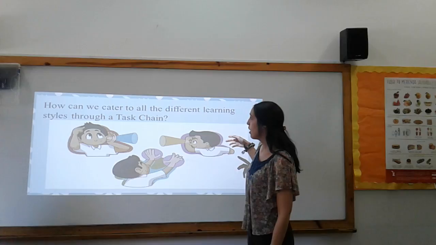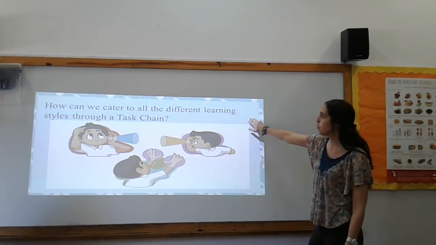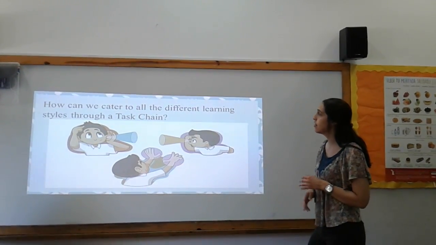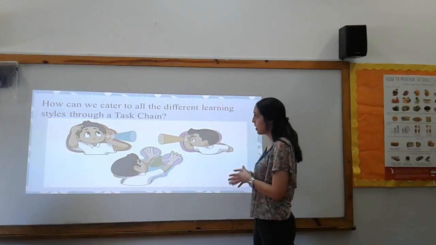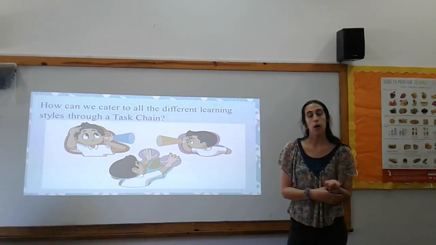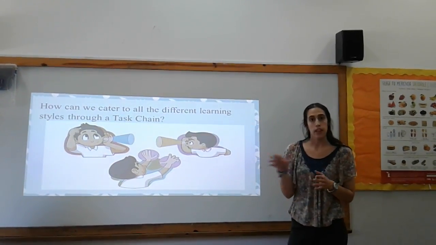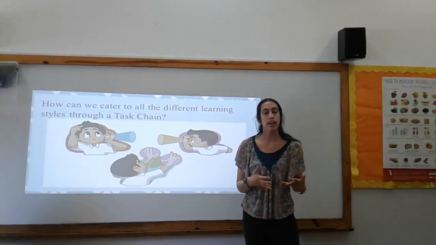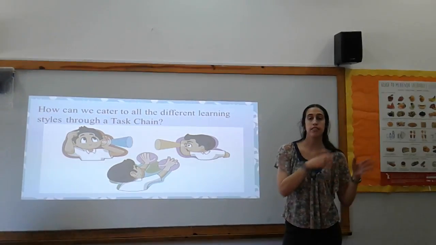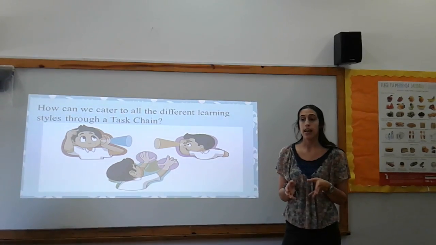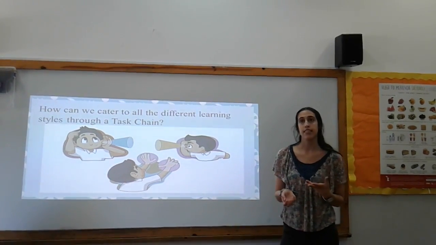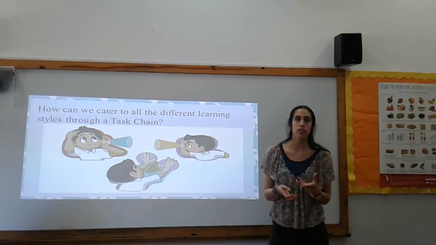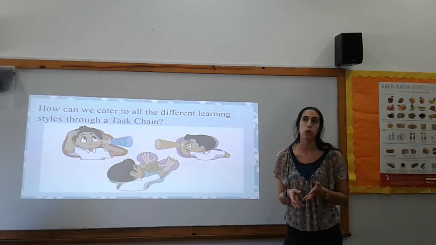Now we are going to answer this question. How can we cater to all the different learning styles through a task chain, considering a group of young learners with a B1 level? And to illustrate this idea, we considered a group of young learners aged 10 to 11. And before planning the task chain, we had to consider some of the characteristics of this age group.